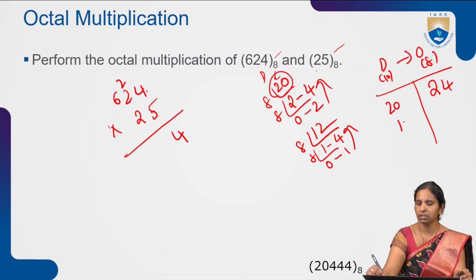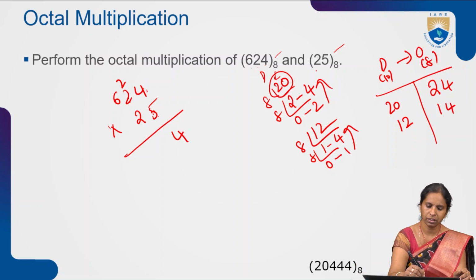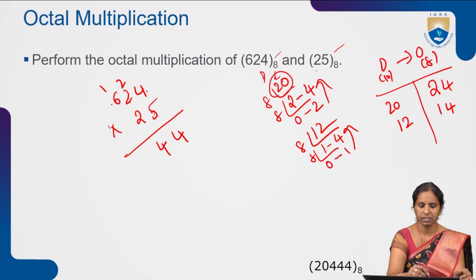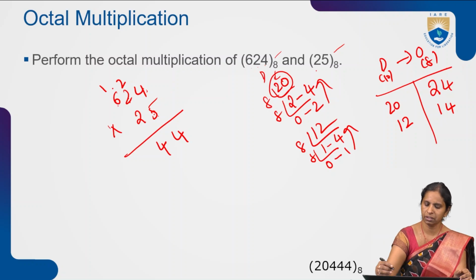Therefore, the number 12 in the decimal number system is equivalent to 14 in the octal number system. So here what you got? 5 2s are 10 plus 2, 12. So 12 is nothing but here 4, and here 1 is the carry. Then 5 6s are 30, 30 plus 1 is 31.